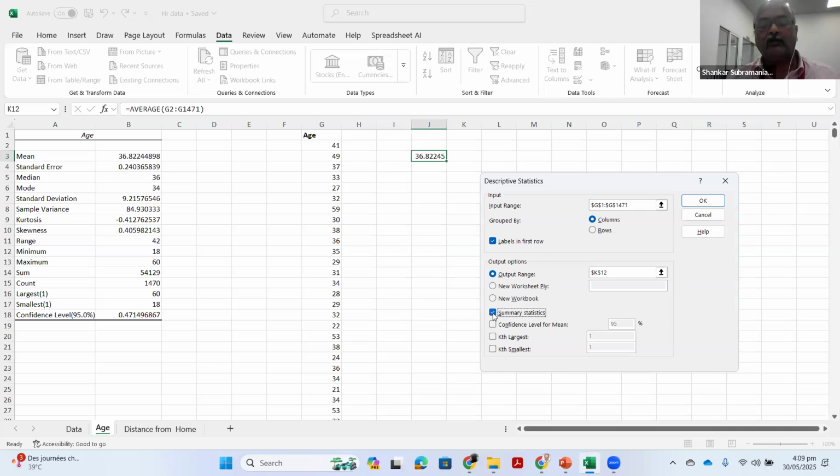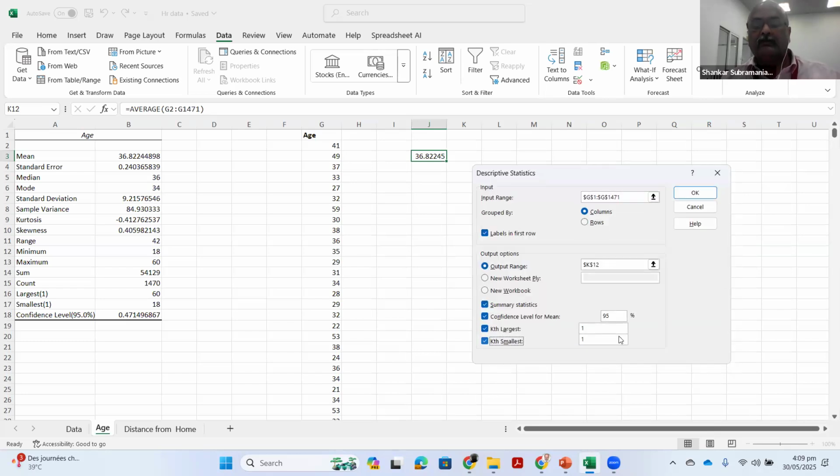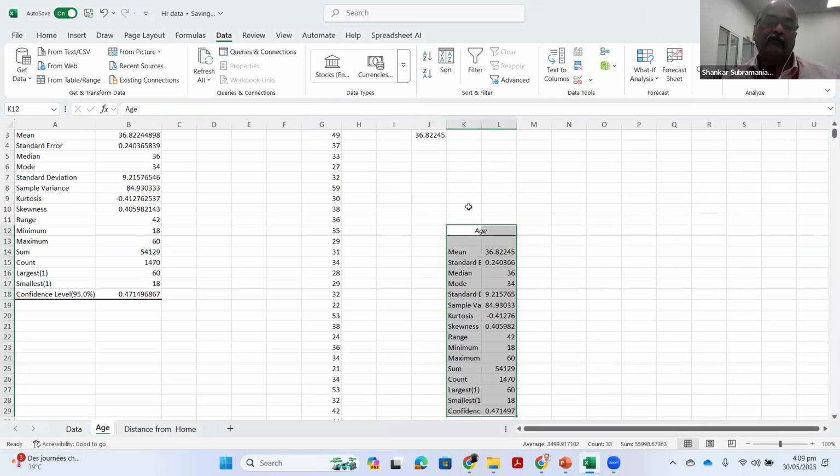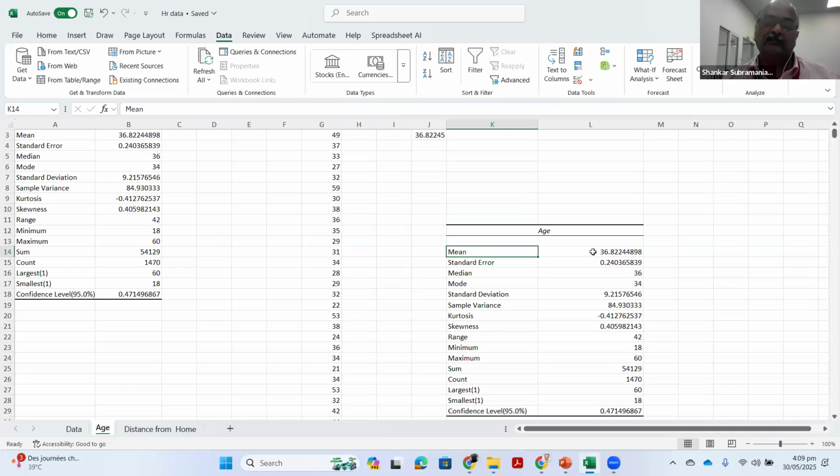Then I'm going to want summary statistics, confidence level 95%. Keep this in mind, 95%, because there's a lot of emphasis on your statistics. I'll come to that later. So mark all that and say okay. It will throw up the whole statistics. This is pretty easy to handle, so you don't have to worry. It gives you the mean, same as what I calculated here. Median is 36, mode is 34. Now you tell me what is your inference on this. Range is 42, the minimum is 18, and the maximum is 60.